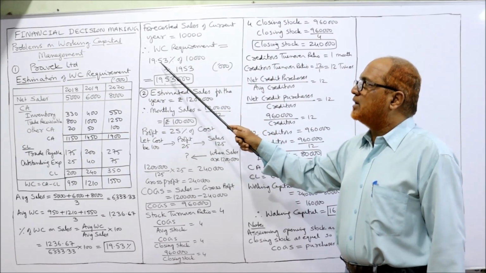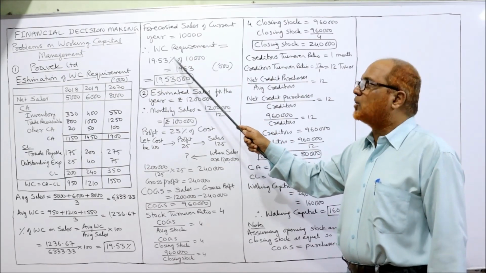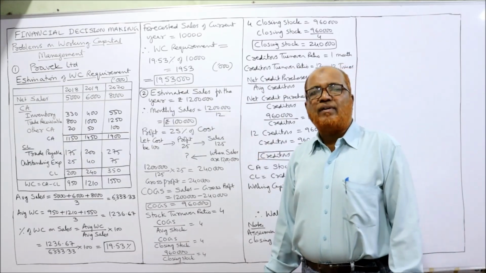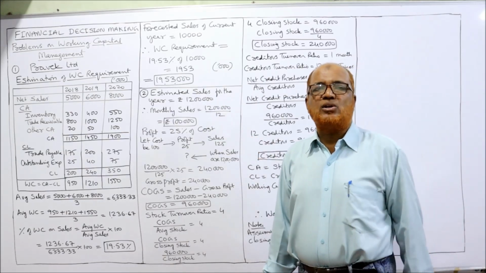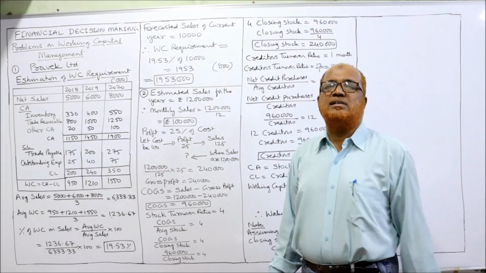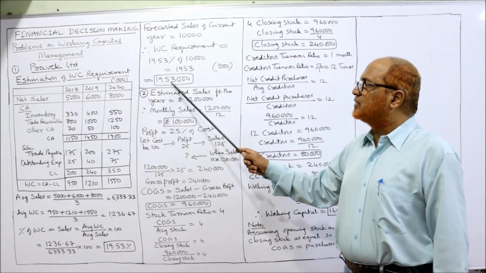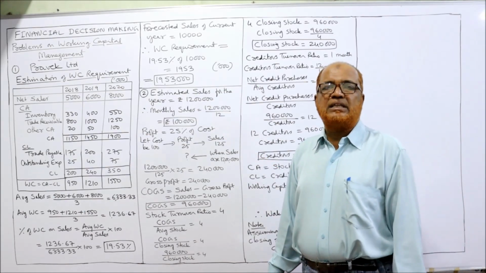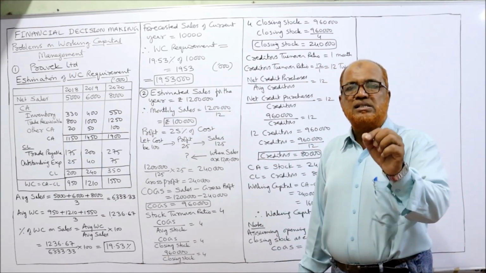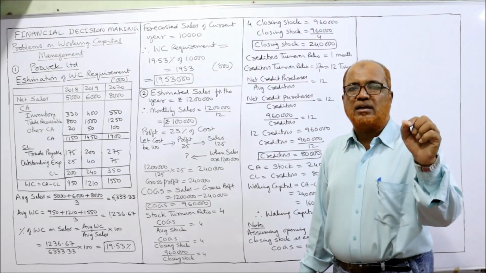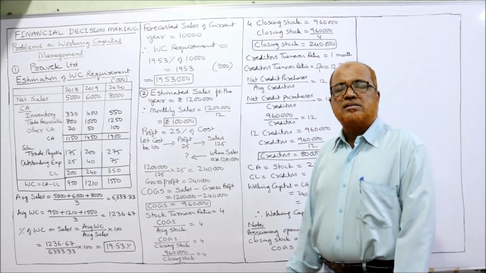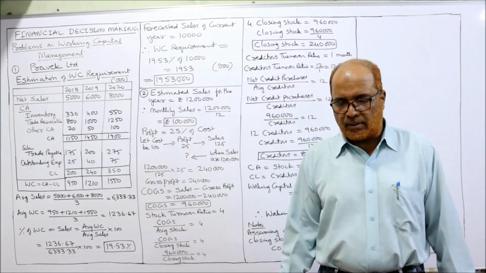Working capital requirement is 19.53% of 10,000, that is 1953. But 1953 is after removing 3 zeros. Now we include the 3 zeros. So 1953 with 3 zeros will become 19,53,000. This is the estimated working capital requirement. That's it. This is the first problem on working capital.